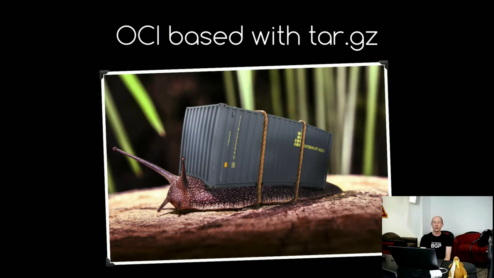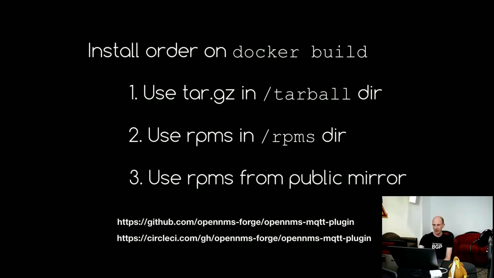Other than that, I spent some time with our OCI-based images, and prepared the container images to be able to install from tar.gz files. So basically, when you run a Docker build, the logic right now is to try to use a tar.gz file first. If there is none, look into the RPMs directory and install from local RPMs. And if there are no local RPMs, go to the public mirrors and install it from there.